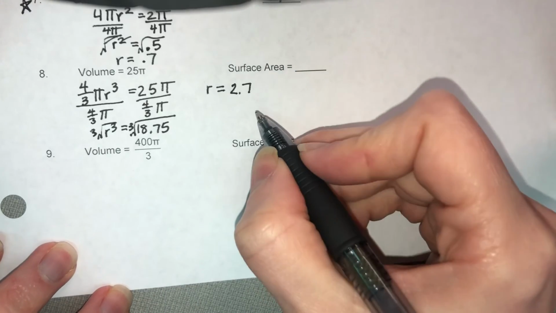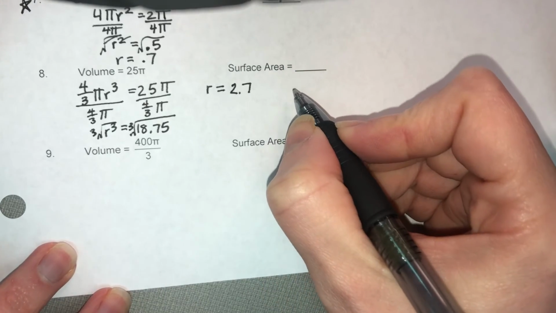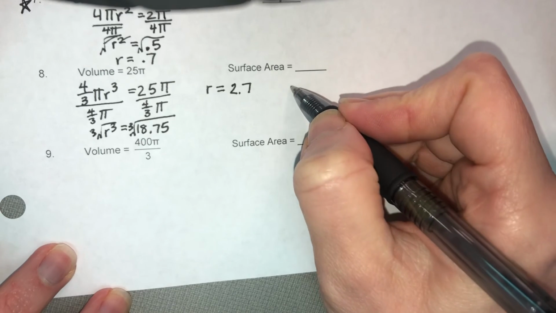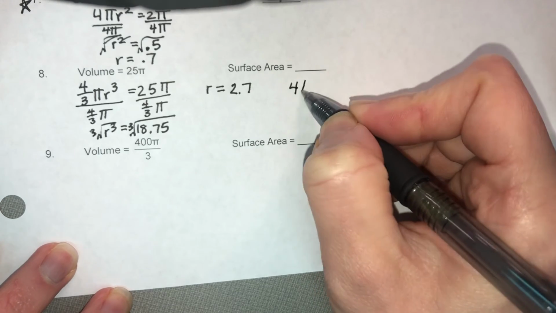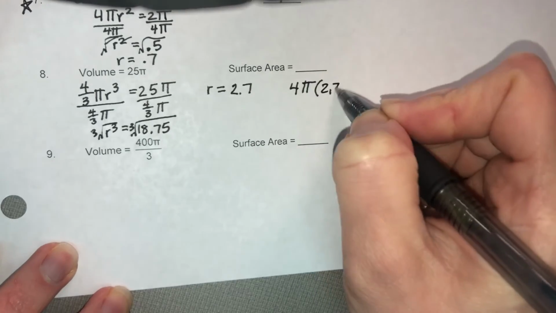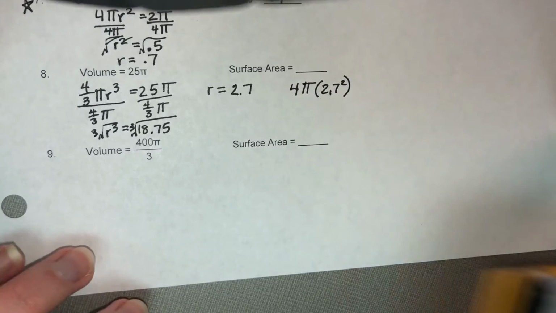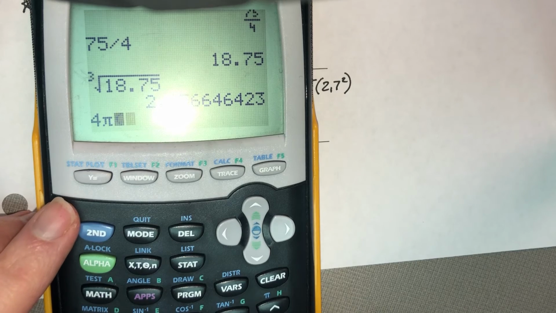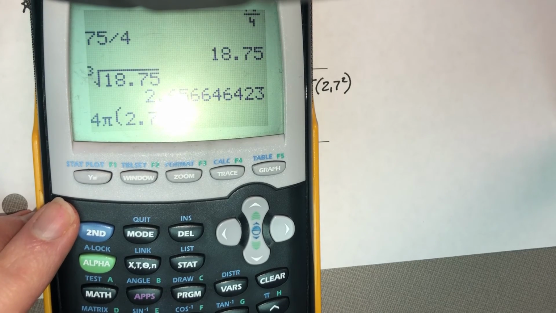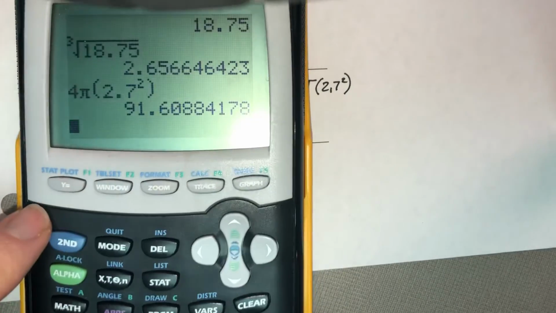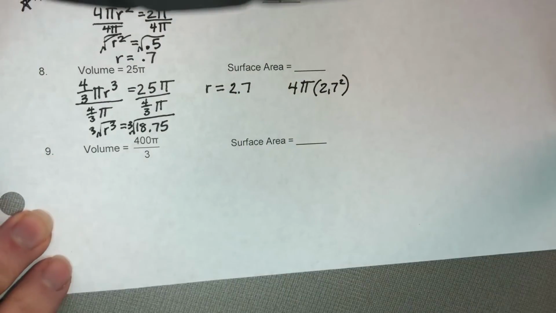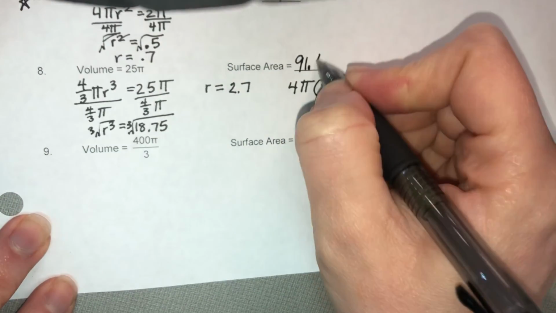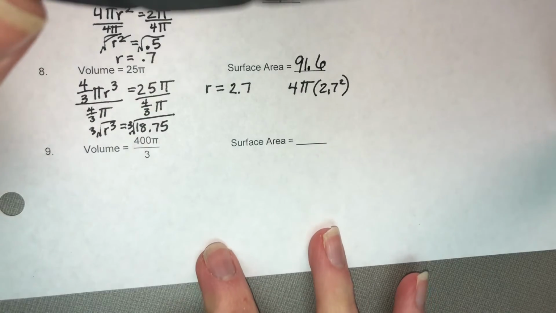So now I have to sub that number, 2.7, into the surface area formula for a sphere. So 4 pi times 2.7 squared. So 91.6 is the surface area, and that's the answer to the problem.